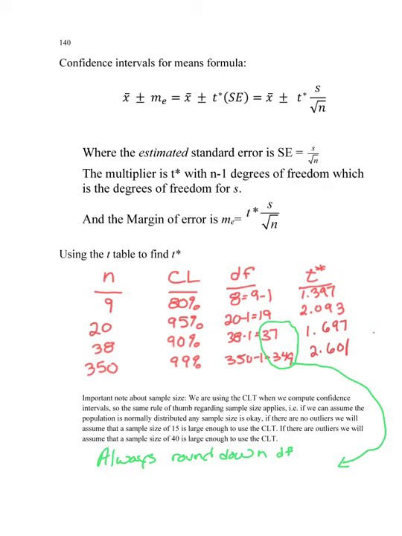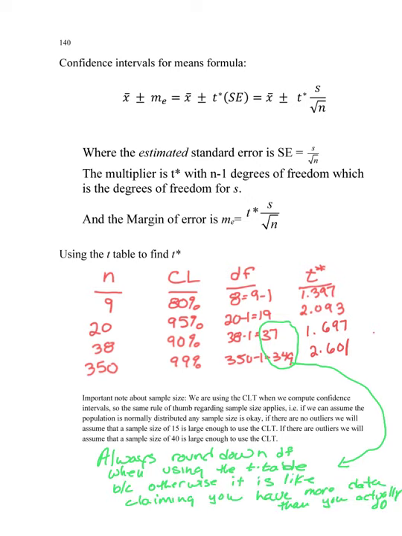Always round down on the degrees of freedom when using the t-table, because otherwise it is like claiming you have more data than you actually do. And I want to bring your attention to this important little note here about sample size. We're still using the central limit theorem. Everything we're doing for the whole semester is based on that. So when we talked about what sample size we need to use the central limit theorem, that still applies here.